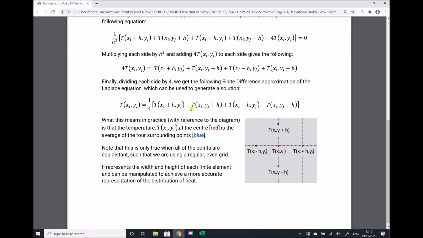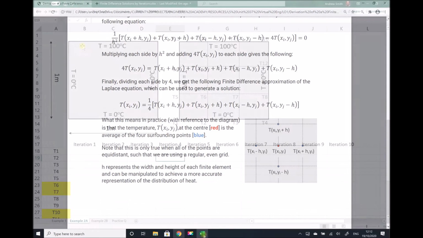Now that's exactly what we're going to do in our practical example. For each of those nodal points, we're going to look at the four neighbouring points and we're going to set up equations in order for us to determine the temperatures at each of those given points after a certain number of iterations. So let's return to our example.